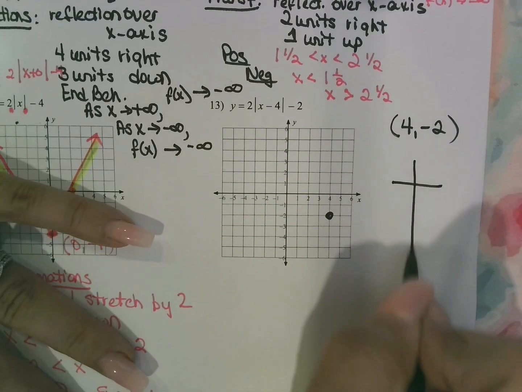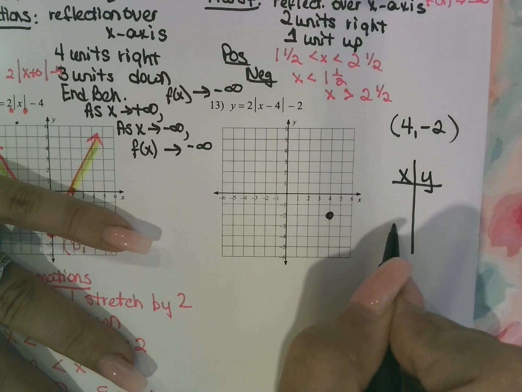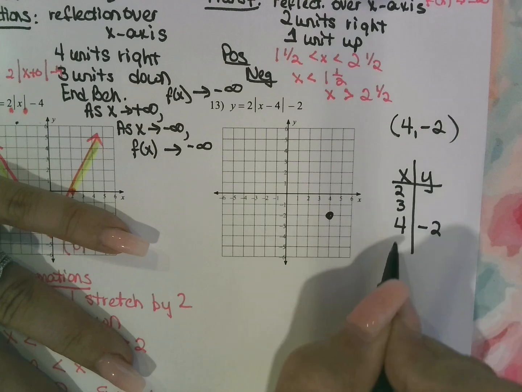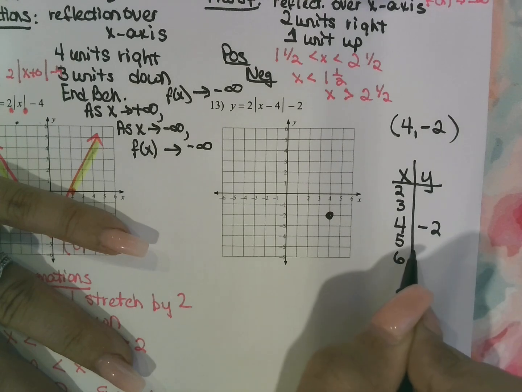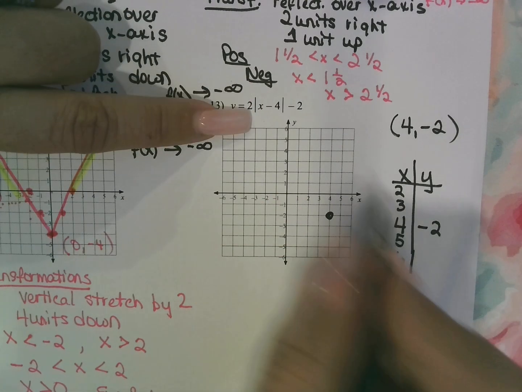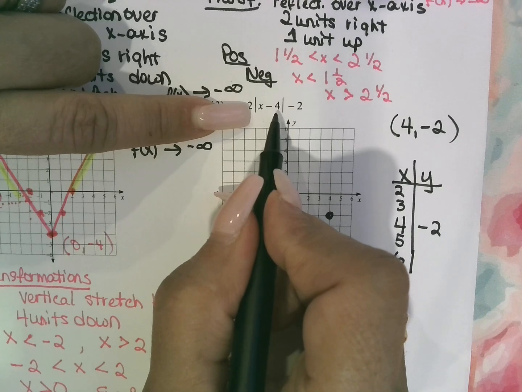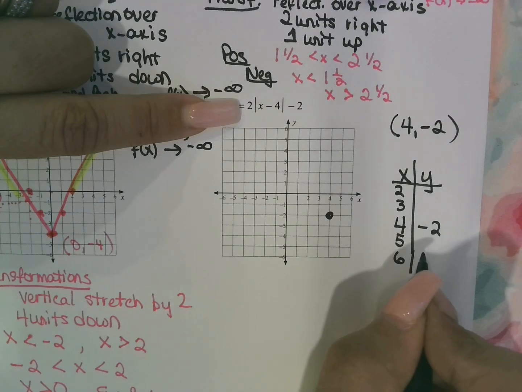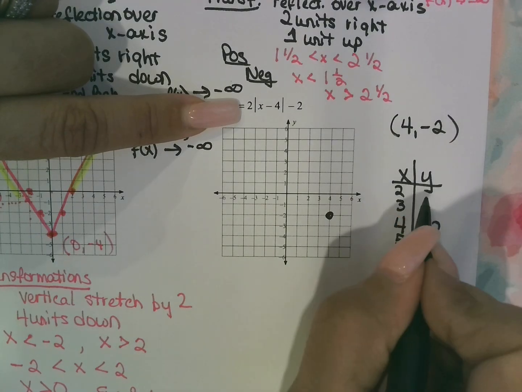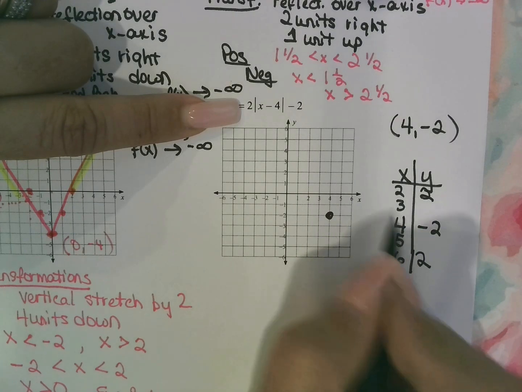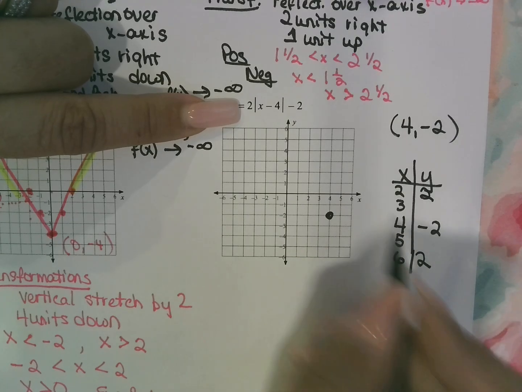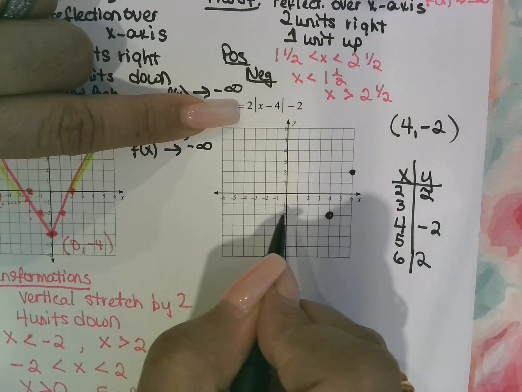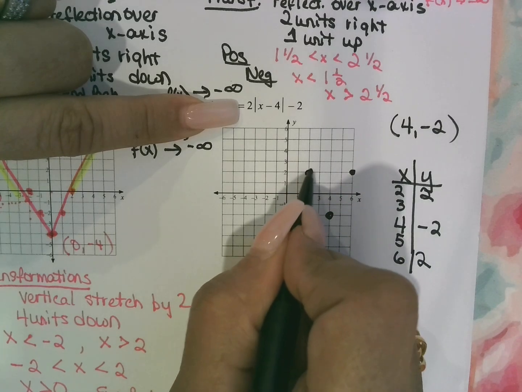We're going to get some values here. The vertex is at 4, -2. Look at 3 and at 2 and at 5 and at 6. So let's plug in a 6. 6 minus 4, that's 2. Absolute value is 2. 2 times 2 is 4. 4 minus 2 is 2. If it's 2 at 6, it's going to be 2 at 2 because they're equidistant from the vertex. So at 6, we are at 2, and at 2, we are at 2.